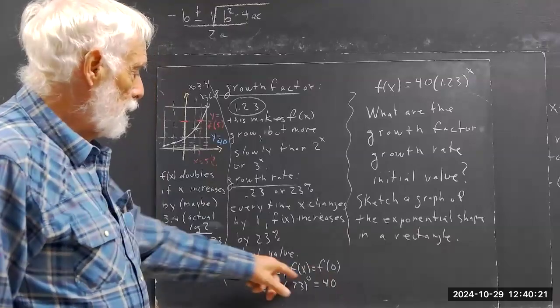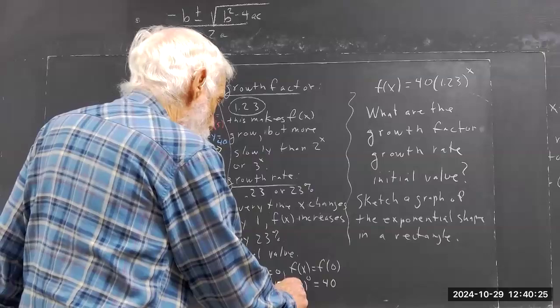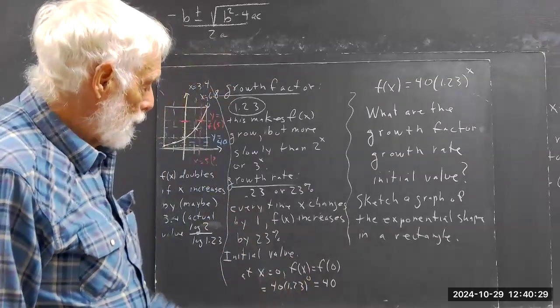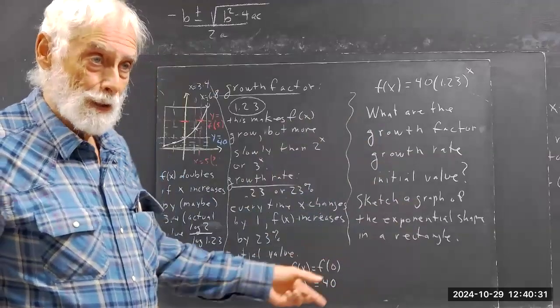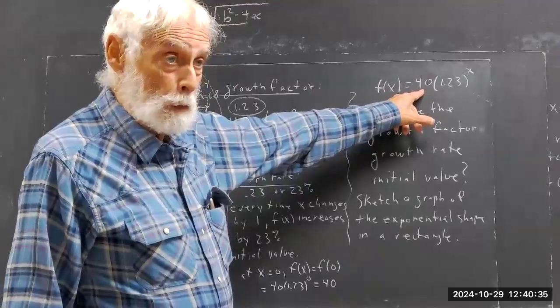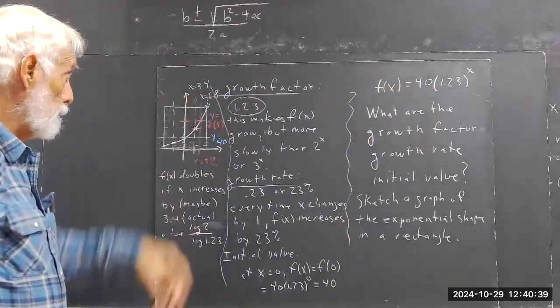I'll say that x equals 0, f of x equals f of 0, which is 40 times 1.23 to the 0, and 1.23 to the 0 is 1, so that's 40, right? Take a look at this, the initial value. Now, what's that say about the graph? Well, you go ahead and draw the graph.